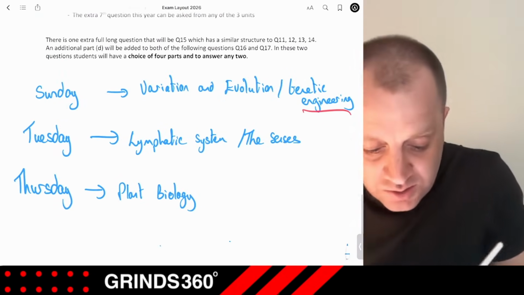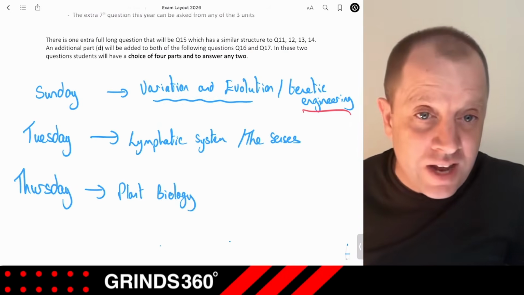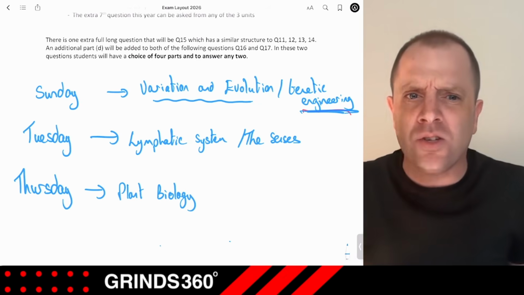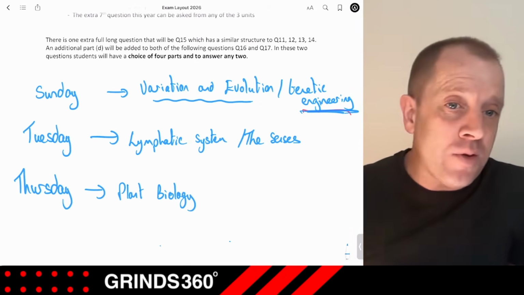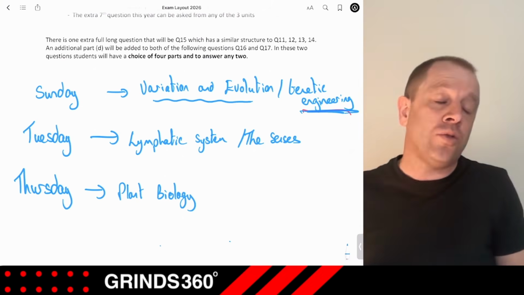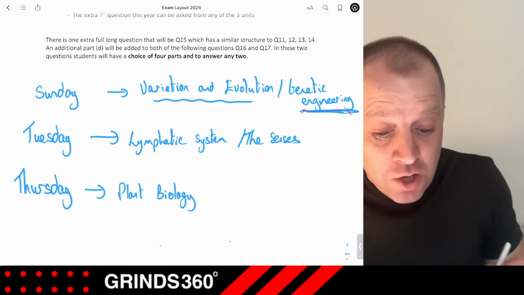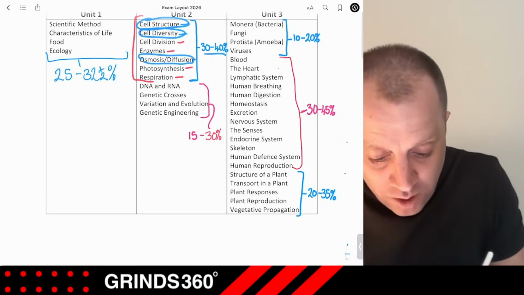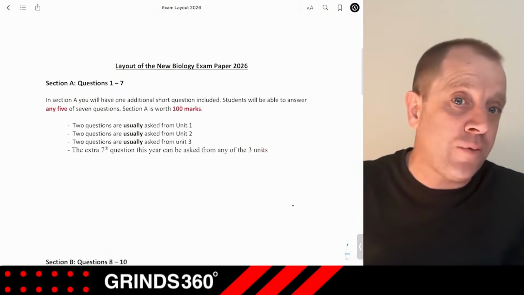So look, this Sunday, we're doing variation and evolution, and we're doing genetic engineering. The last couple of Sundays, we did DNA and RNA, and before Easter, we did 2 2-hour classes, 4 hours in genetic crosses. So that will finish up the genetic section. That means we'll have all of the genetic section done over the last 3 or 4 Sundays.